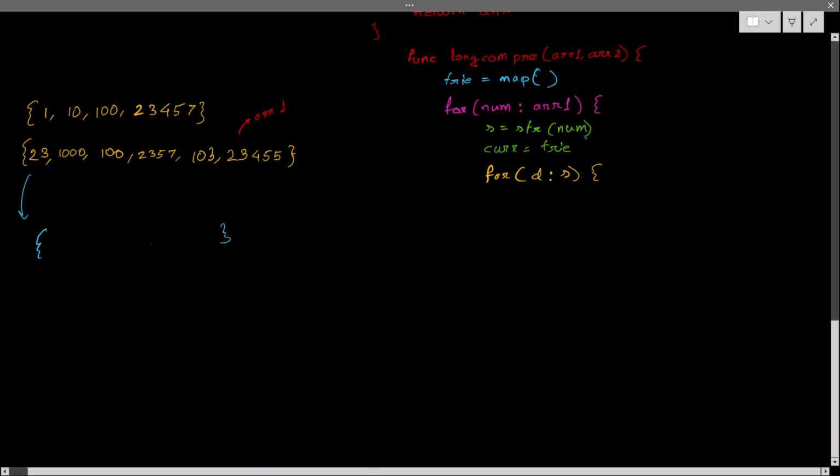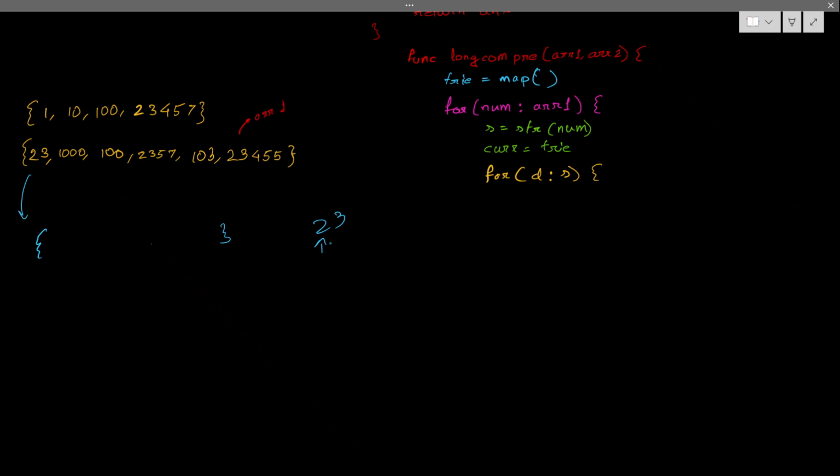So for D in S, for each digit, current digit is 23, for each digit 2. If it is not present, for each digit I will check if the digit is present or not. That's why I'm checking. I prefer checking with the green color. Sorry. It's blue for assigning and green for checking. I have to check if D is present.